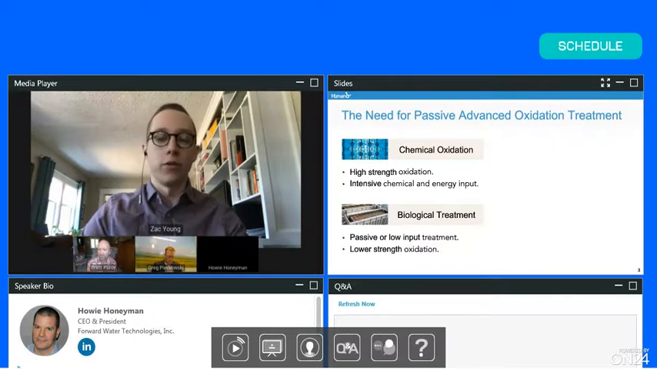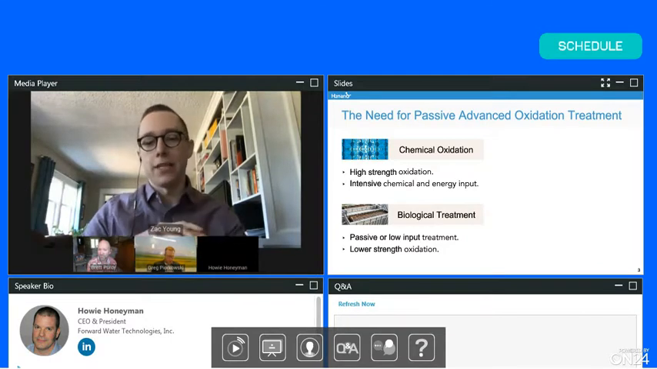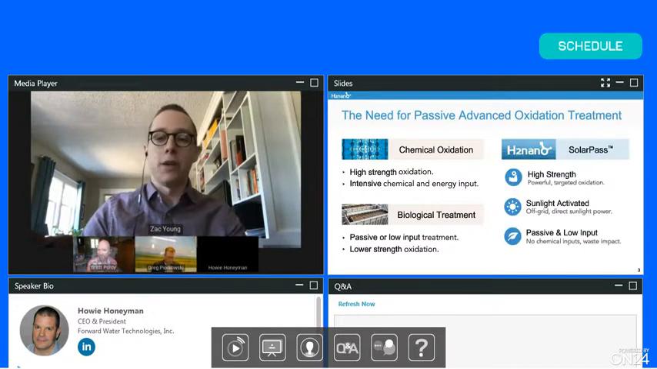And so a marriage of those two different technologies, having the chemical oxidation power, but the scalability and passivity of a biological treatment process, was something that we identified as a gap that could be addressed using a process called photocatalysis. And so H2 Nano developed a platform that we call Solar Pass. It's a passive oxidation process that brings the same chemical advanced oxidation that would be conventionally applied in those systems, but a form factor that is sunlight activated, can operate off-grid, and is a passive and low input process that gives us the kind of treatment power we're looking for at a much lower operational intensity.